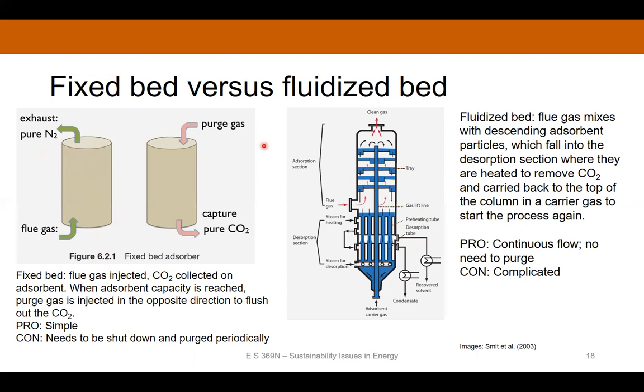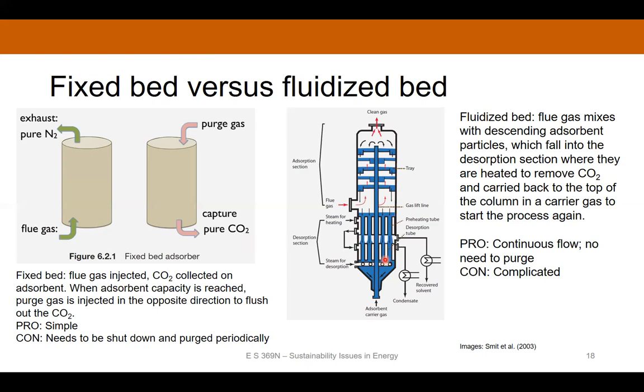So you'll shut this thing down and then flow a purge gas through here in the opposite direction to push out the CO2 that's been adsorbed and can be captured. Okay, so it's a really simple process, but it does have to be shut down and purged periodically. So that's the main drawback of that.